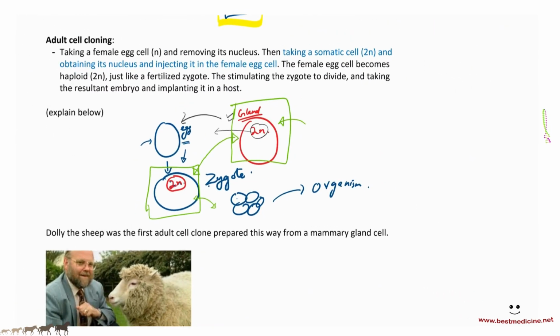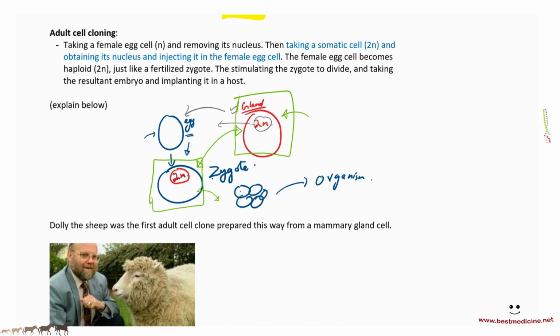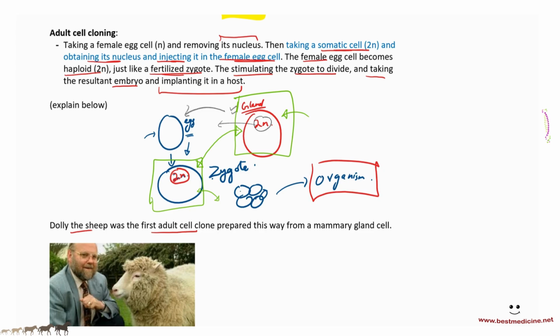Okay, so let me review this very quickly. Adult cell cloning is that you take a female egg cell and remove its nucleus, right? That is the future zygote. You remove the nucleus of the female egg cell. Then you take a somatic cell, like for example from the mammary glands, and obtain its nucleus, and then inject it in the female egg cell that has lost its nucleus. The female egg cell now becomes a zygote, right? Just like a fertilized zygote. And then we stimulate the zygote to divide and take the resulting embryo and implant it into some host. And eventually the host will give us an organism. So Dolly the sheep was the first adult cell clone prepared this way from a mammary gland cell. Okay?